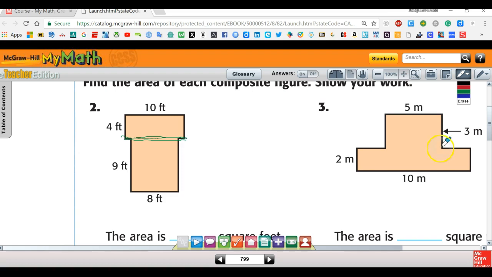And then for 3, I'm going to divide it across this way. Hey, look, I already have the width for this one already, and the length for this one, and the width for this one. So 5 and 3. The long rectangle is 2 and 10. And again, area is length times width.